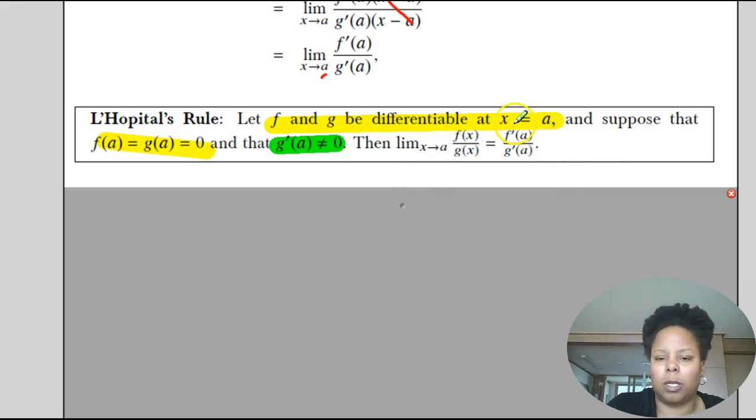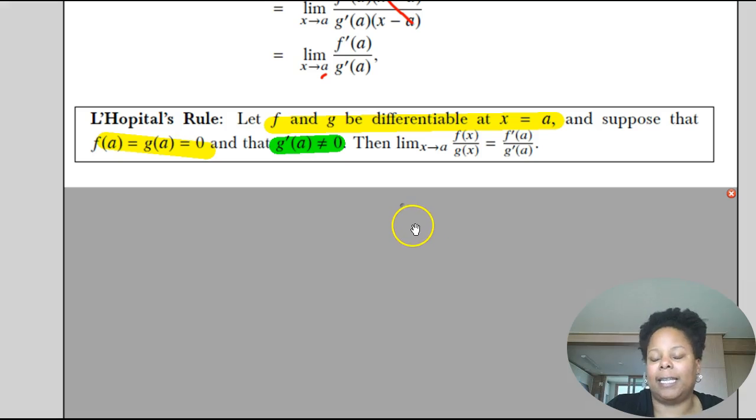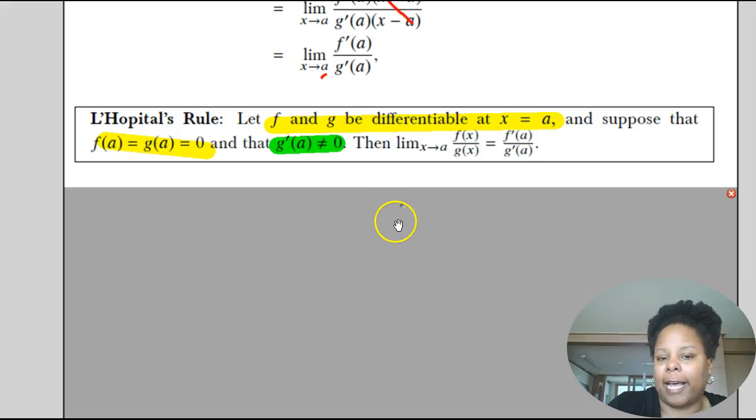And then all that L'Hopital's Rule says is we can take the derivative of these functions at that point A and take the quotient of those derivatives and get the answer for the limit. And that's actually what we can do for this situation.